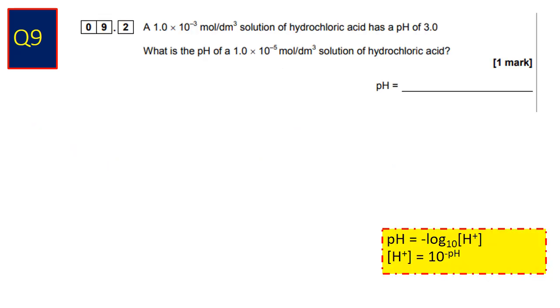This question tells you that a 1 times 10 to the minus 3 moles per decimeter cube solution of HCl has a pH of 3. What is the pH of a 1 times 10 to the minus 5 moles per decimeter cube solution of hydrochloric acid? So you need to be aware that pH equals the minus log base 10 of the hydrogen ions. This can be arranged, so if you know the hydrogen ion concentration equals 10 to the power of the minus pH. So in this case, 10 to the power minus 5, the pH is 5.